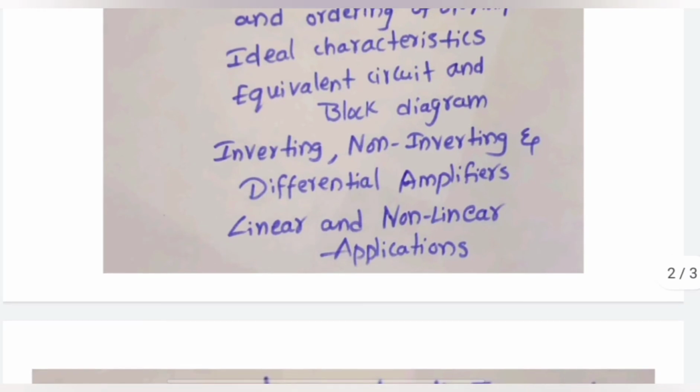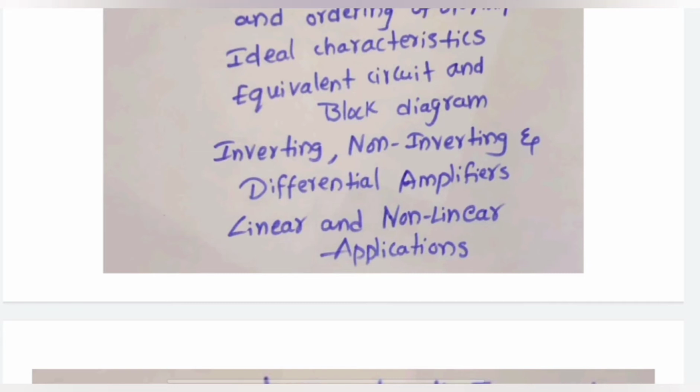Then we will see the inverting amplifier, from which we can get the inverter, and what is a non-inverting amplifier and what is a differential amplifier. Then we will see some applications, linear and non-linear applications. Linear applications of operational amplifier will be voltage follower, subtractor, adder subtractor, summer, V2I converter, I2V converter, instrumentation amplifier, analog computation, and power amplifier.